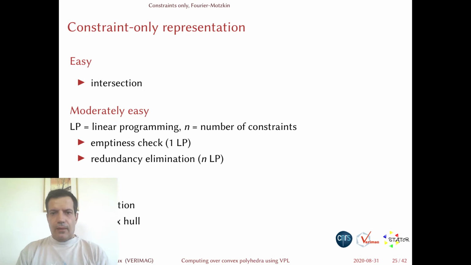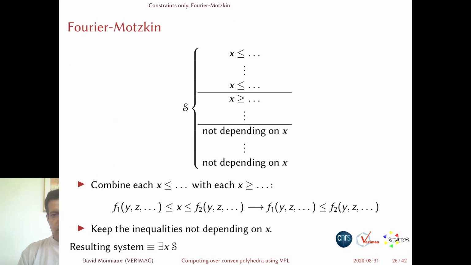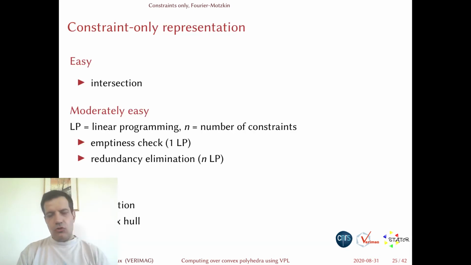So what is easy or not in this representation? What is moderately easy is to do the emptiness check or redundancy elimination, because that directly maps to linear programming. There are very good libraries for doing linear programming, so we assume that we can do it. But how do we do projection, and how do we do convex hull? Projection, the traditional approach is to do projection using Fourier-Motzkin elimination.